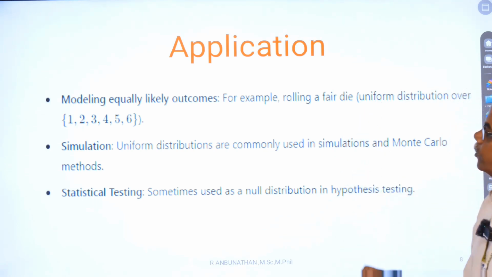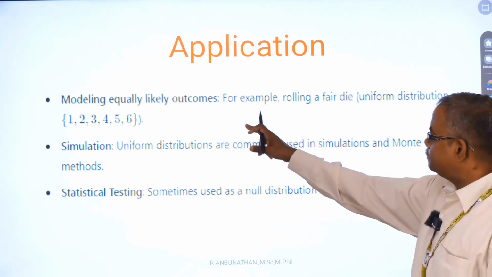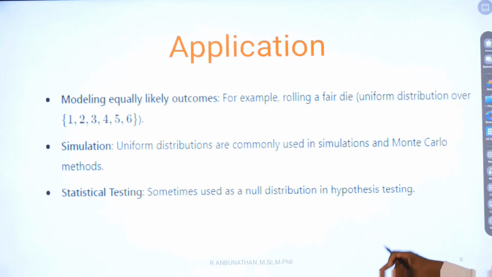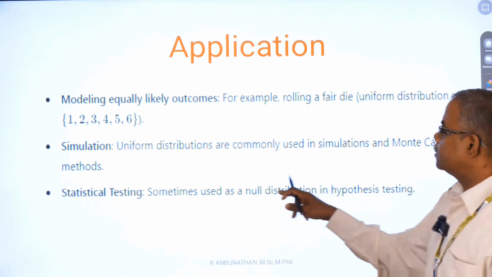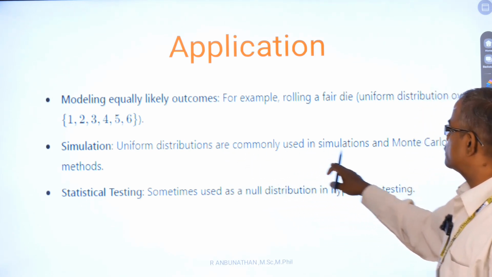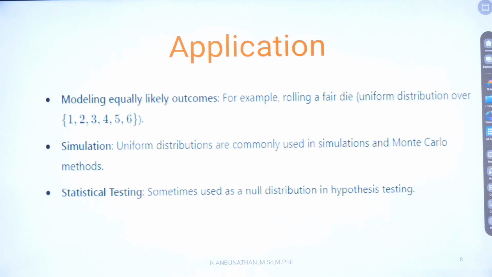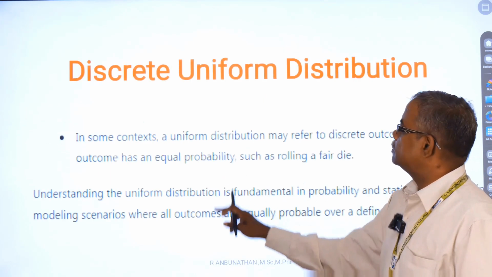Next, applications of the uniform distribution. It is used for modeling equally likely outcomes, for example rolling a fair die, where 1, 2, 3, 4, 5, 6 can come up. Simulation: the uniform distribution is commonly used for simulation and Monte Carlo methods. Statistics: it is sometimes used as a null hypothesis in hypothesis testing.